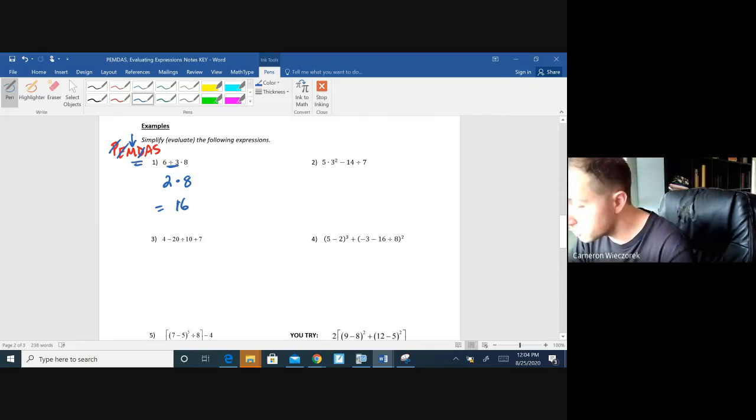There's no addition or subtraction in this problem. I don't see an addition sign, and I don't see a subtraction sign either. So this one would come out to 16, and we would be done.